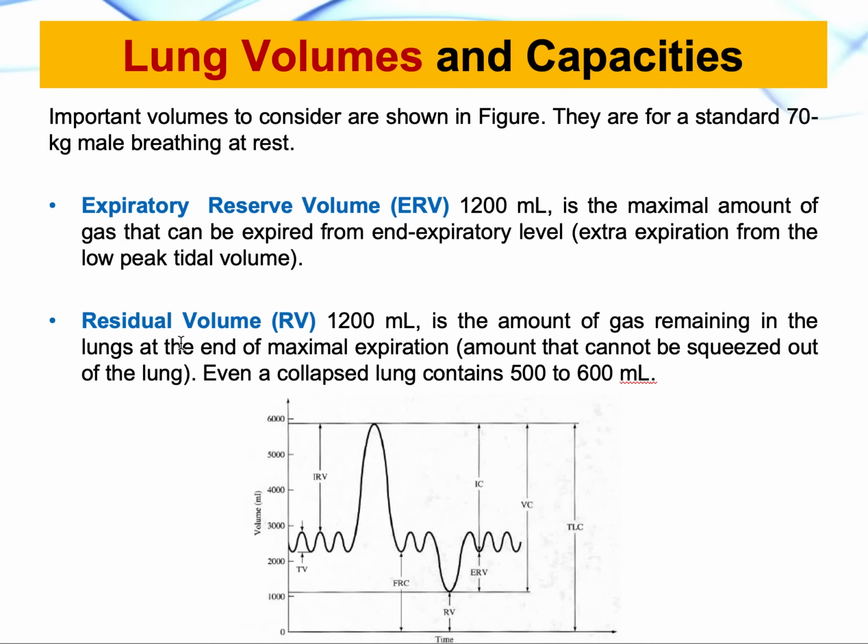Then we have something called residual volume, and that is the amount of gas remaining in the lung at the end of the maximum expiration. So if you're breathing normally, at the bottom or the end of your expiratory level, also push all the air out of your lungs till you can't exhale any more of that gas. That is what remains in the lung. That's the residual volume. And this amount cannot be squeezed out of the lung. Even a collapsed lung contains about 500 to 600 milliliters. So it's usually 1200 milliliters. That's the residual volume, RV.